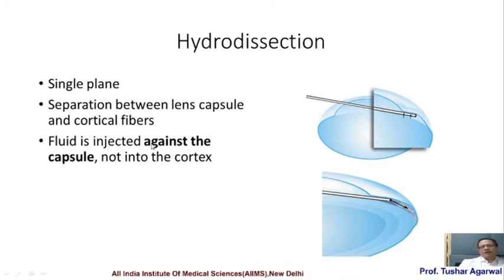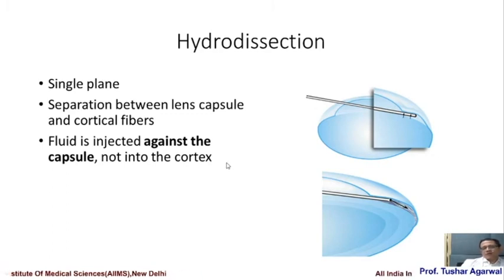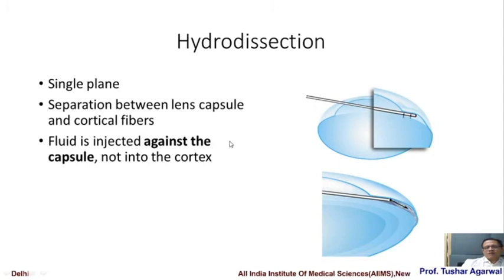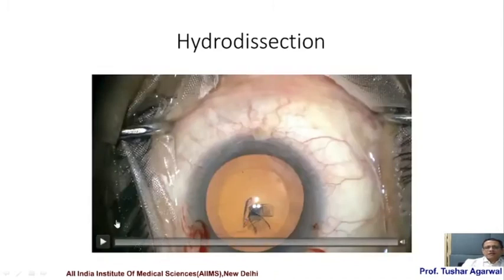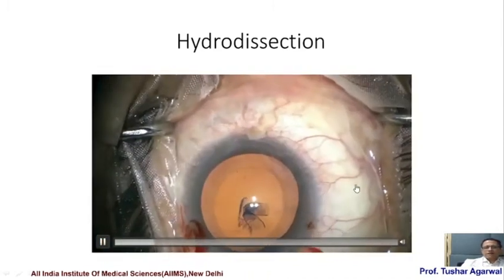You inject the fluid against the capsule and not into the cortex for this step. Because you have a single plane to go in, you literally have one good chance to do it. If you disturb the cortical fibers in this step and do not get a good hydrodissection, you will probably not have a good hydrodissection at all. And finally, once you have injected the fluid in this plane, you depress the nucleus to decompress the lens, as some fluid gets collected behind the lens.